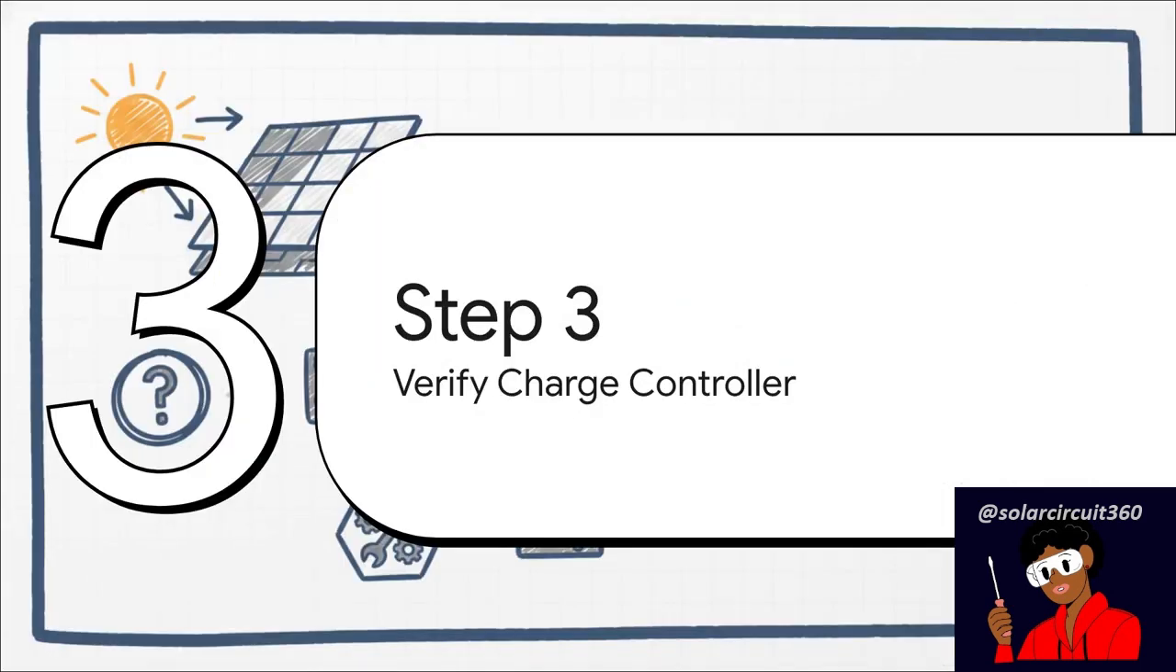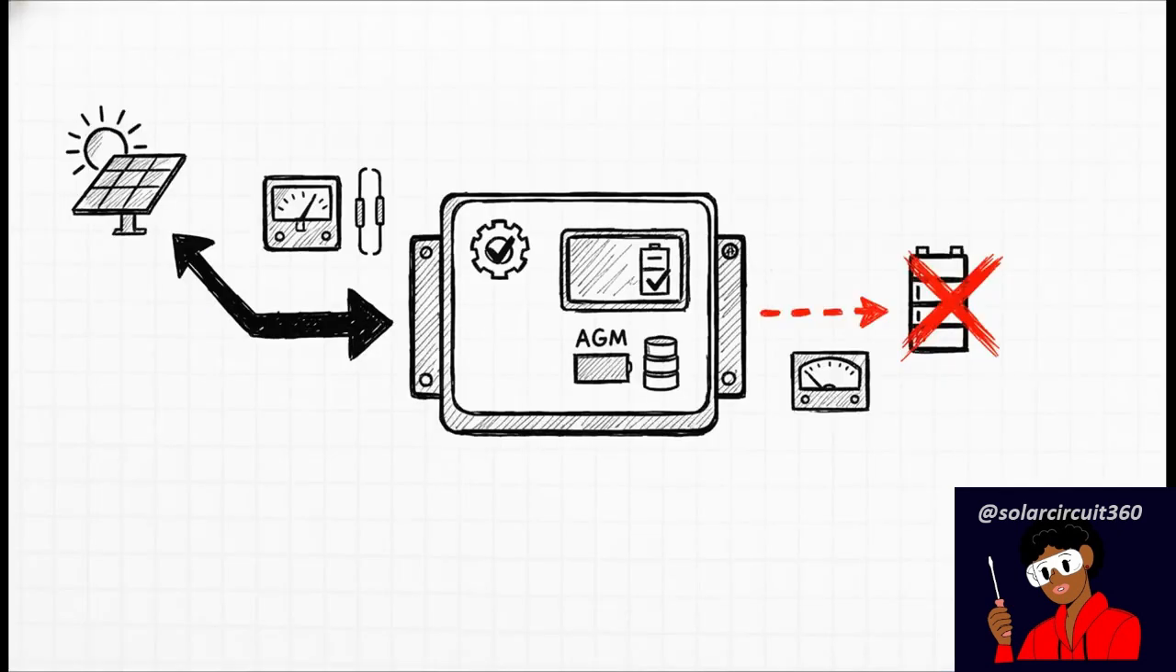So we've confirmed we have good, healthy power arriving at the controller. Now it's time to check the brains of the whole operation. Is the charge controller actually doing its job? Is it taking that power and sending it to the battery like it's supposed to? Here's your quick mental checklist. First, yep, we have good voltage coming in. We know that from the last step. Next, are we seeing any charging current going out to the battery?